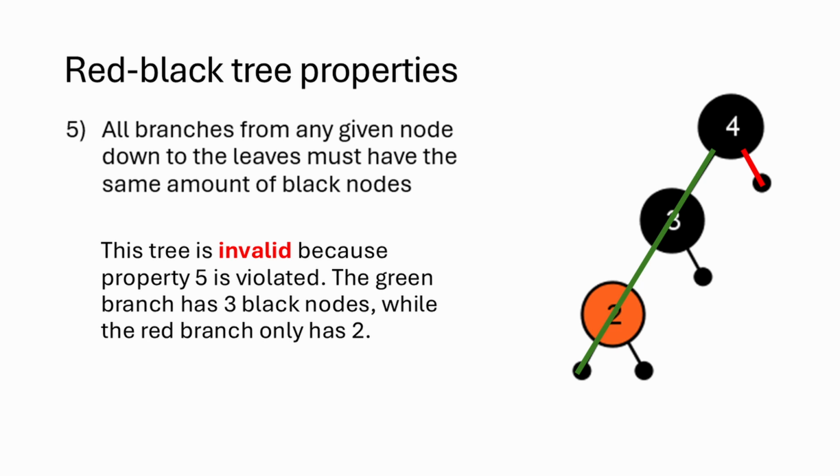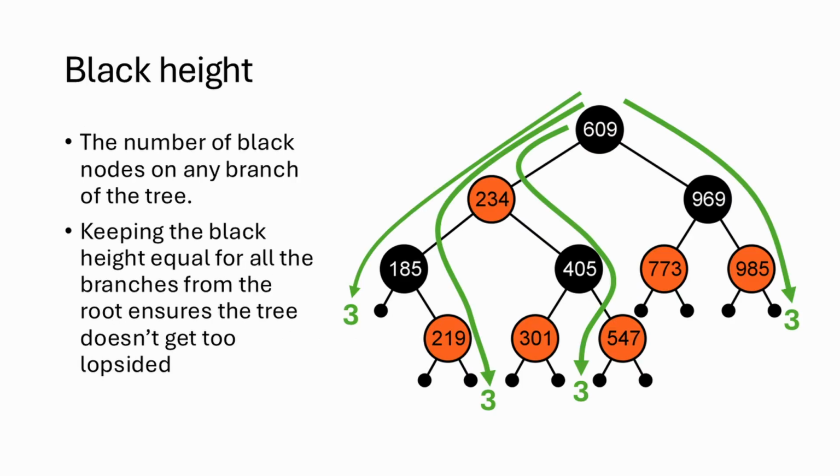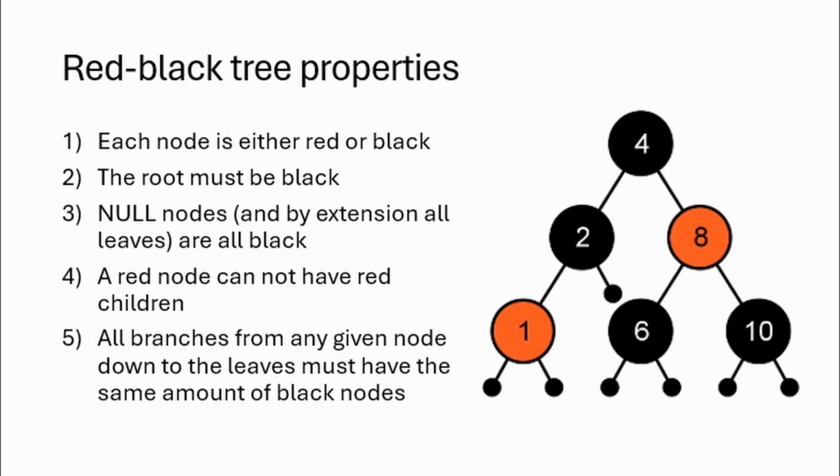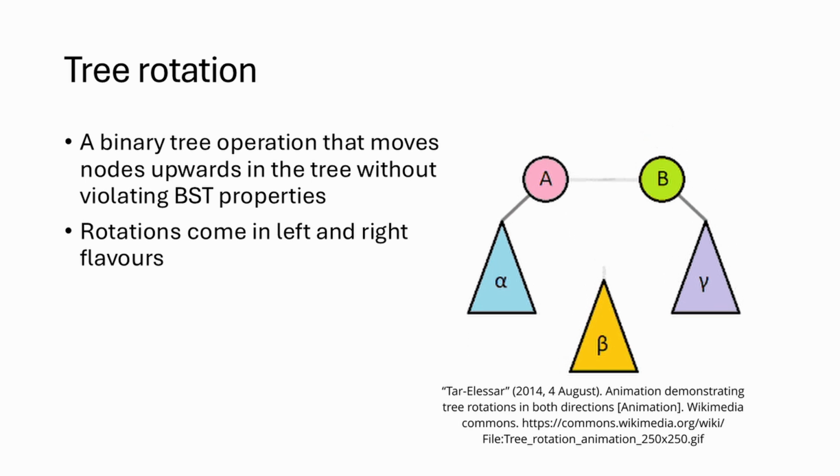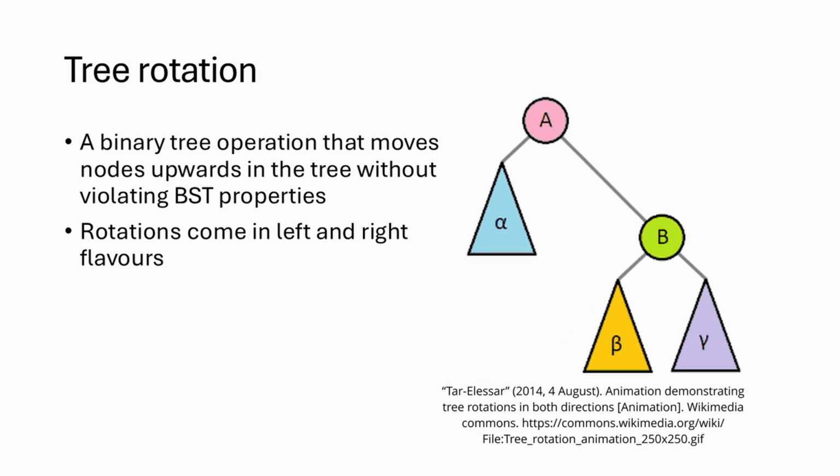And property 5 is that for every node, all paths from that node to the leaf must contain an equal number of black nodes. We call that number the black height, and maintaining an equal black height from the root node to the bottom of every branch is the key that guarantees a relatively balanced tree. But in order to preserve these properties, there's a lengthy set of rules that must be followed upon insertion or deletion of nodes. But before I show you those rules, I have to introduce the left and right rotations.